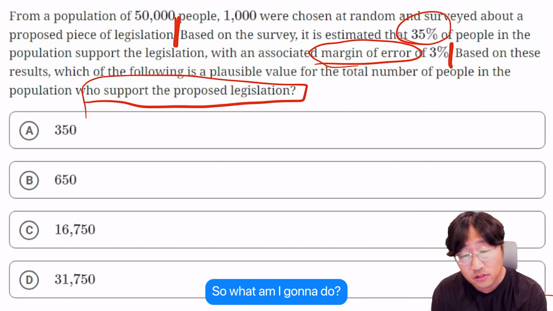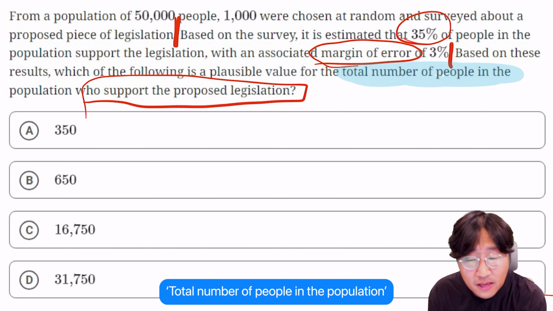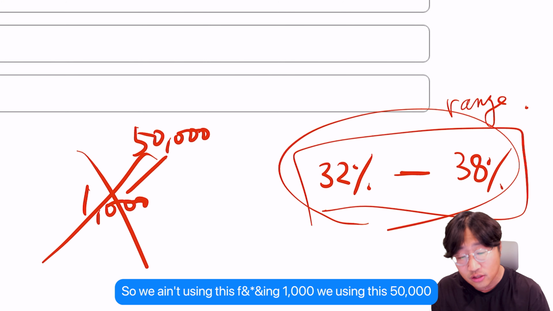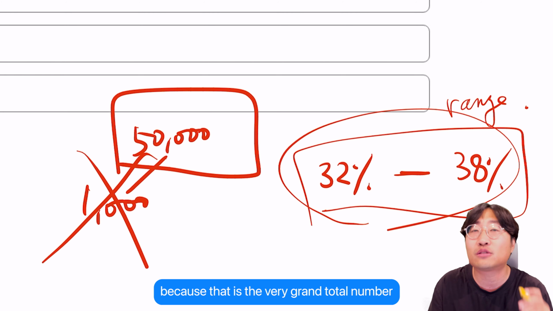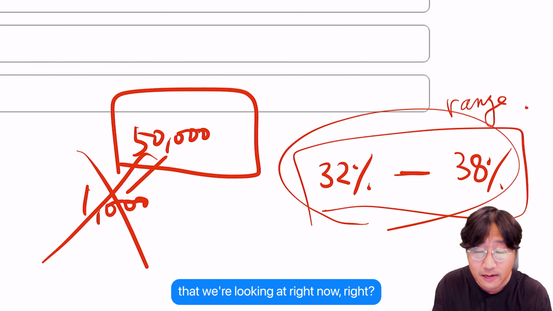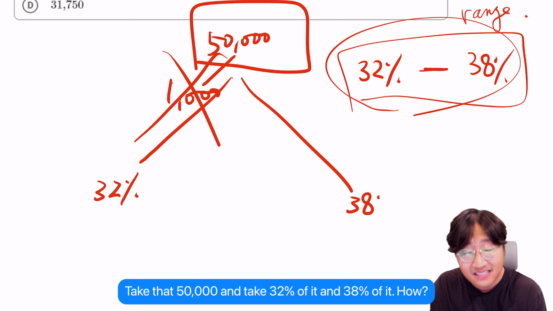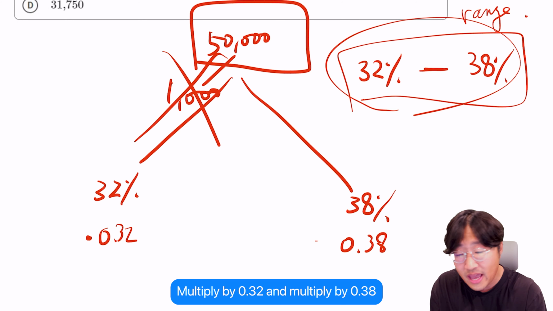So what am I going to do? First thing first, pay attention to the words total number of people in the population. So we aren't using this 1,000. We're using this 50,000 because that is the grand total number that we're looking at right now. So take that 50,000 and take 32% of it and 38% of it. How? Multiply by 0.32 and multiply by 0.38.